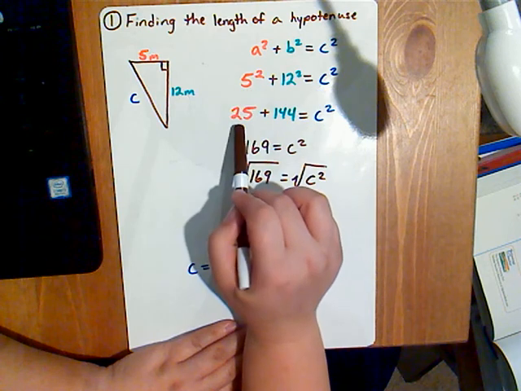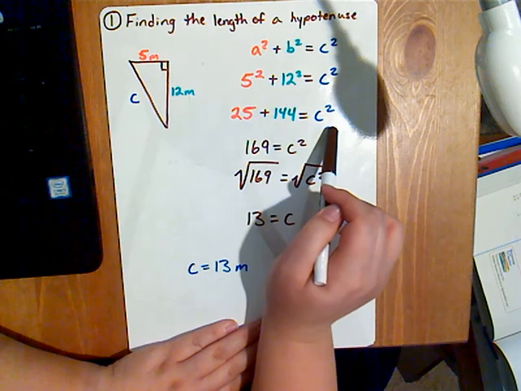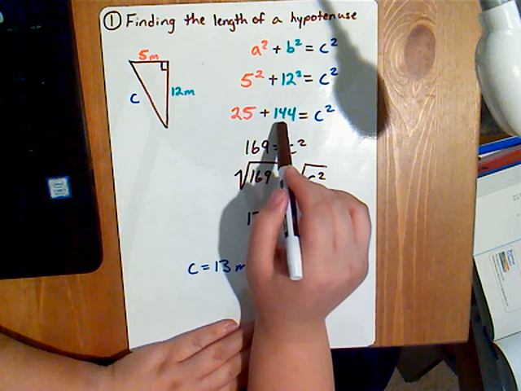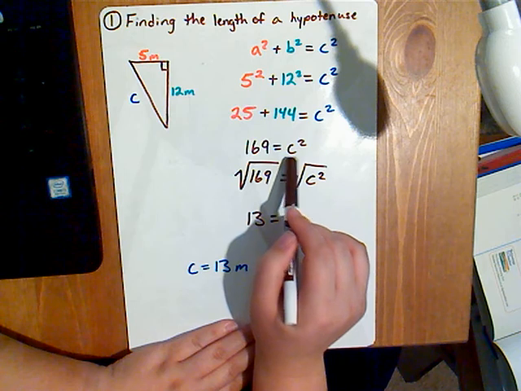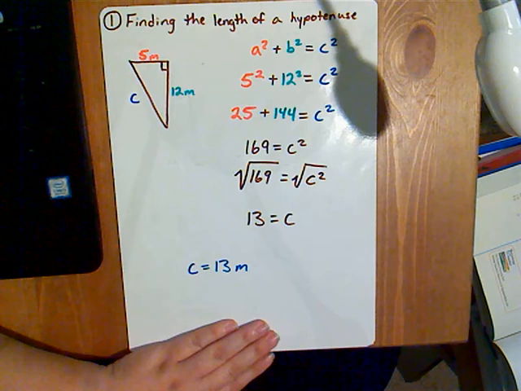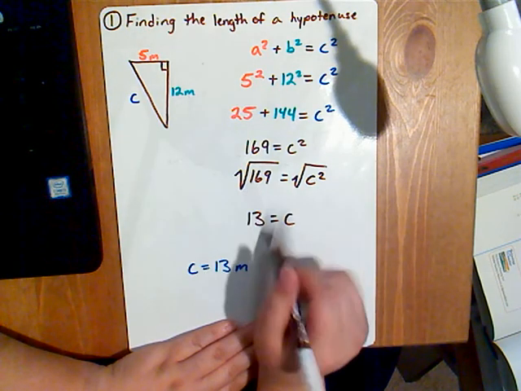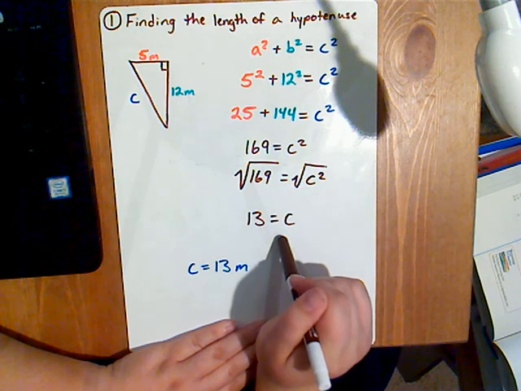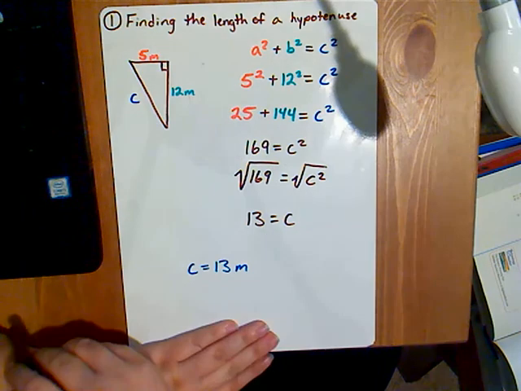5 squared is 25. 12 squared is 144, and we're still looking for that c squared. When we add 25 and 144, we get 169 equals c squared. We want to get just c by itself, so we find the square root of both sides. The square root of 169 is 13. So our hypotenuse, that side c, is 13 meters long.